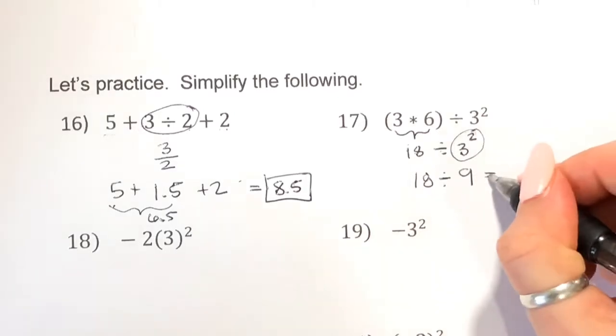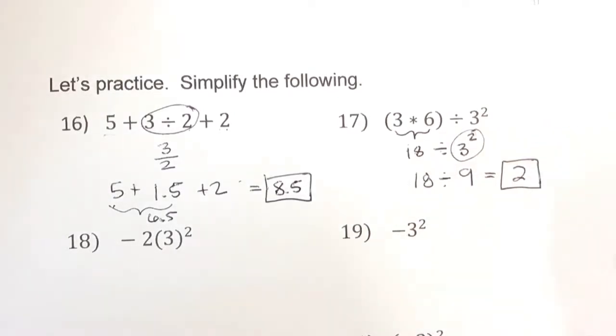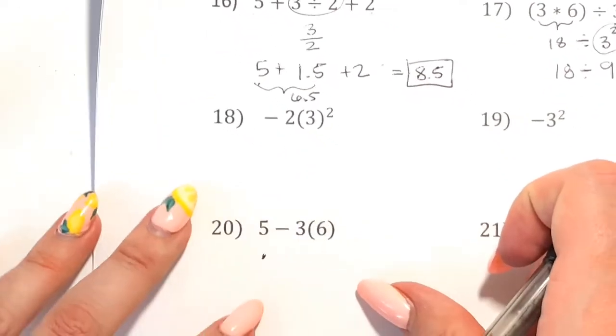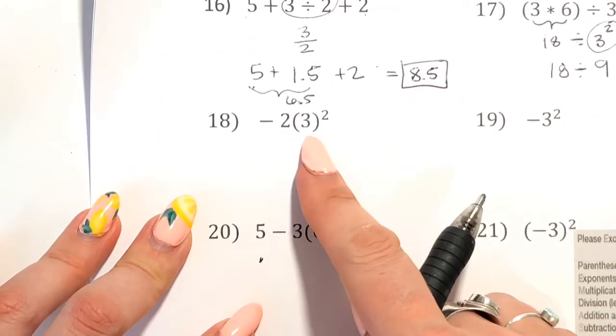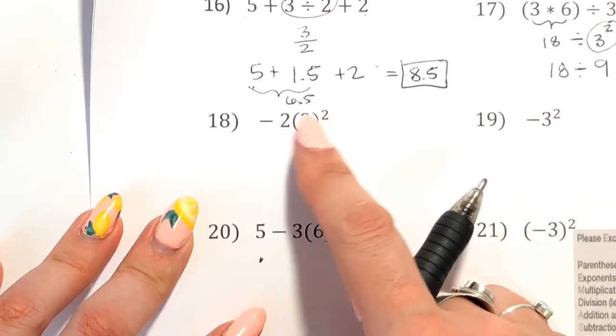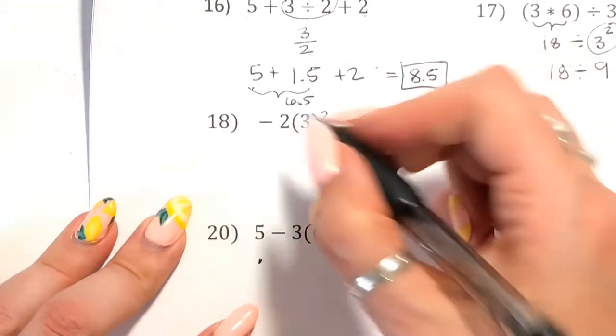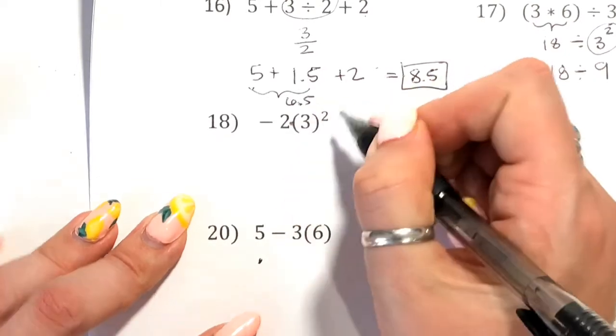So 18 divided by 9 is 2. Okay, so there's that one. Let's do another one here. We have -2 times 3 squared. Remember, if you have numbers next to each other like this in parentheses, it just means you're multiplying them. So we can put a little dot if you want.